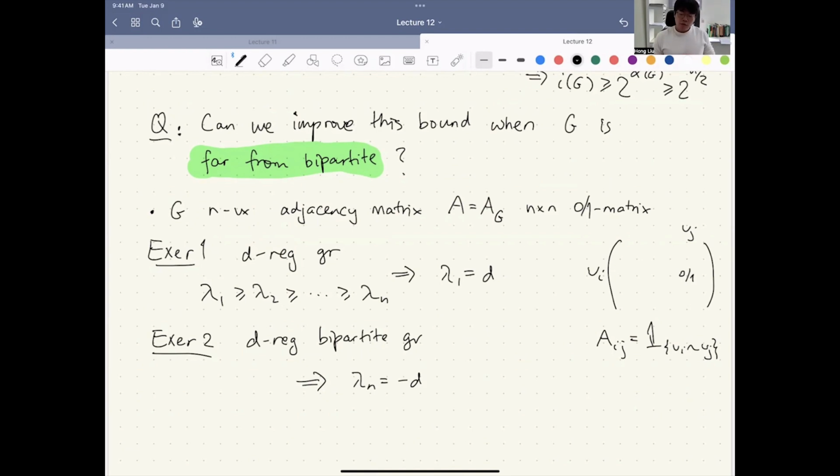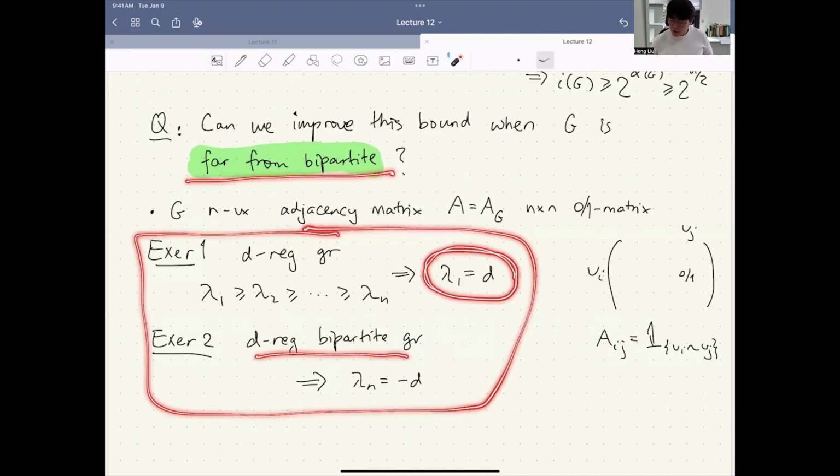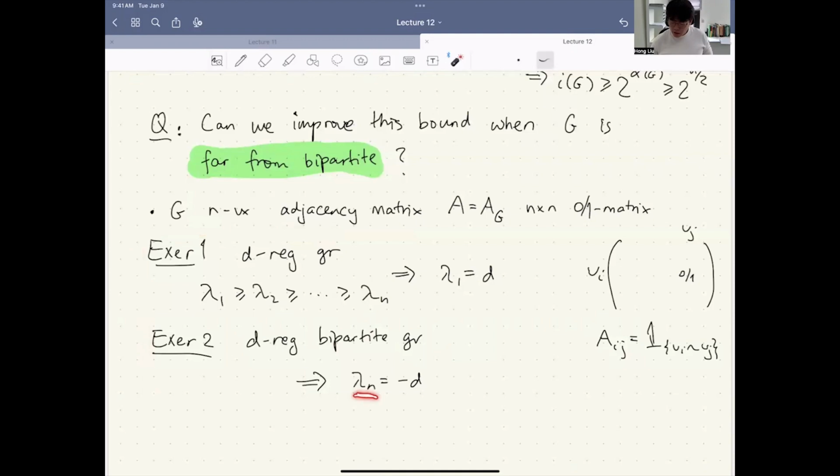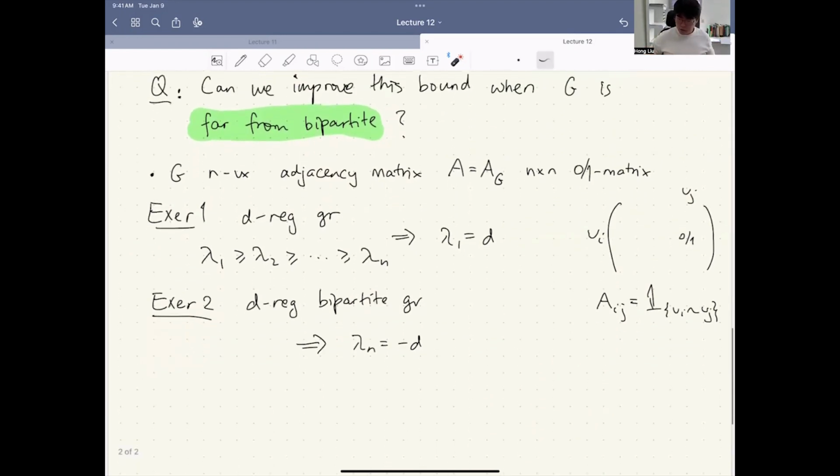So the way we're going to measure whether a graph is far from bipartite, from these two exercises, we know if G is a D-regular bipartite graph, then its first eigenvalue is D and the smallest eigenvalue is negative D. So we say a graph is far from bipartite when lambda n is bounded away from negative D, let's say at least negative D plus some constant times D. This I will consider as far from bipartite. So this is how we measure it.